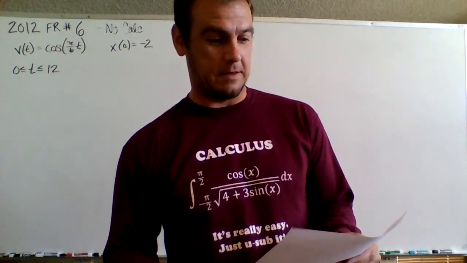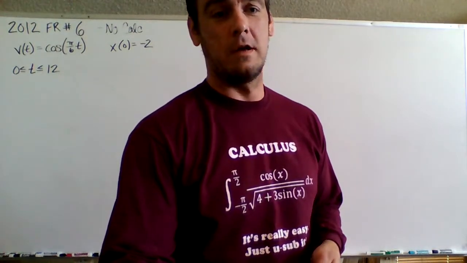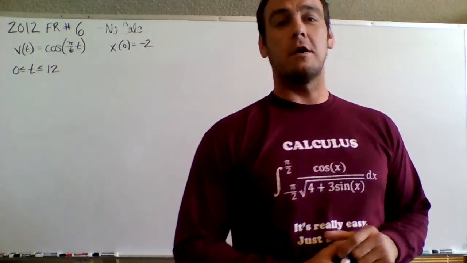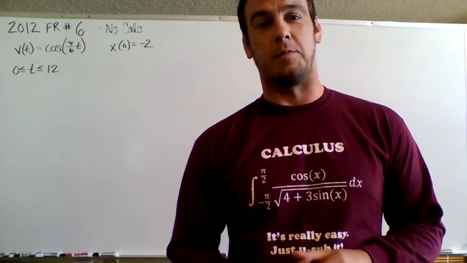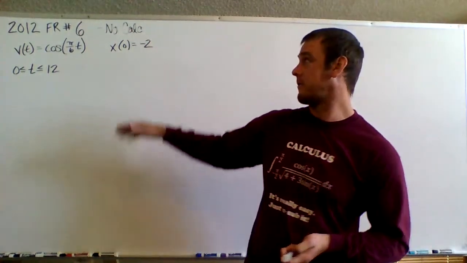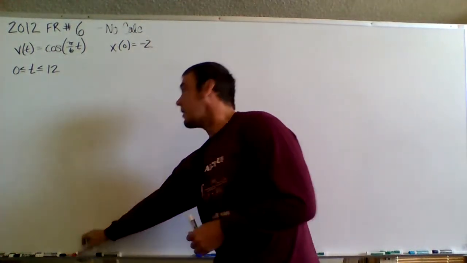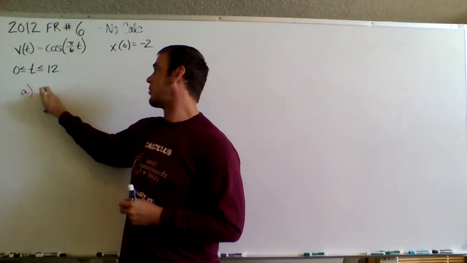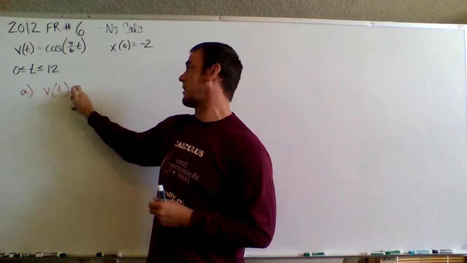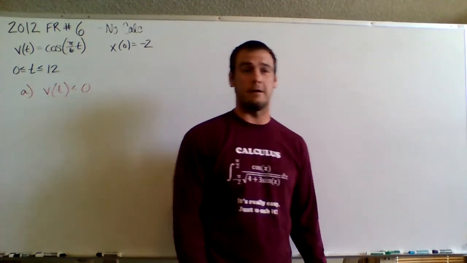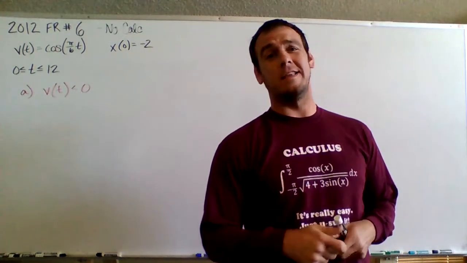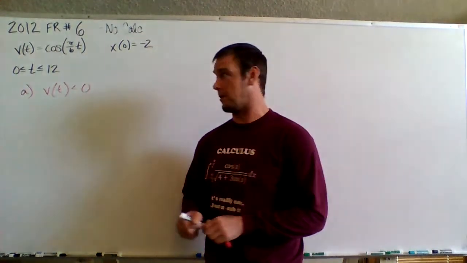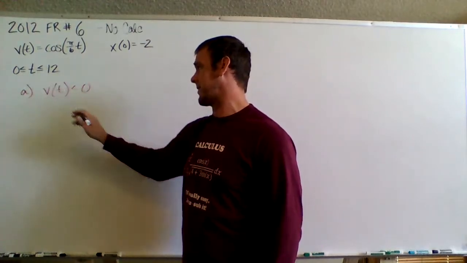Part A, I think, is probably the hardest part, especially being non-calculator here. For our interval 0 to 12, when is the particle moving left? The first thing I'm thinking for part A is I want to figure out when my particle is moving left, which means v of t is going to be less than 0. So I need to also figure out when v of t equals 0, so I'm going to set my velocity equal to 0.